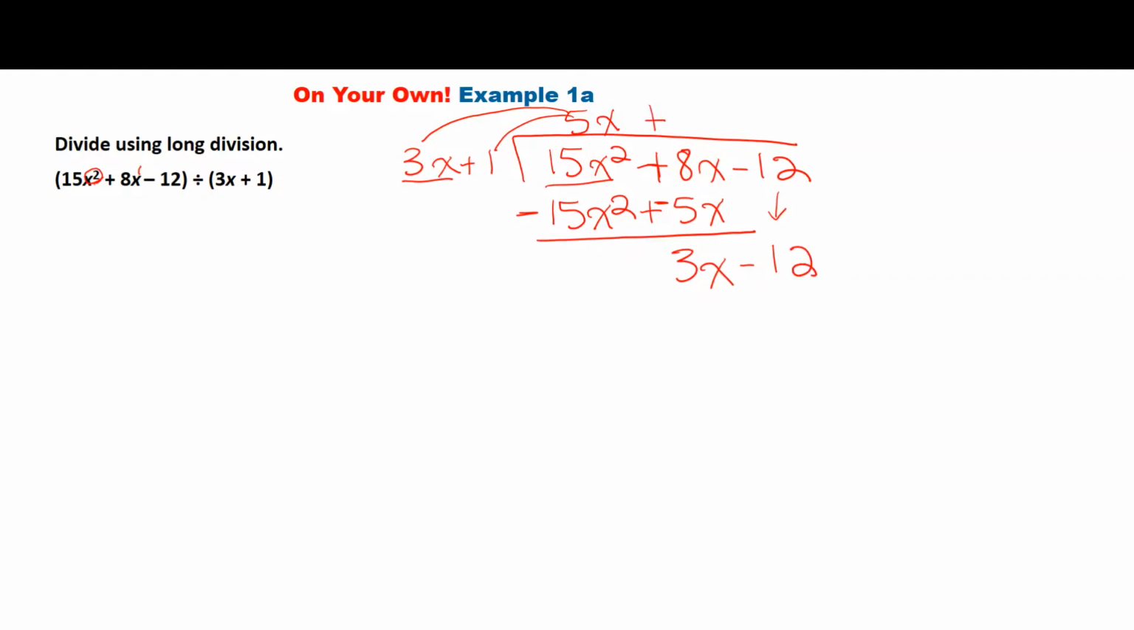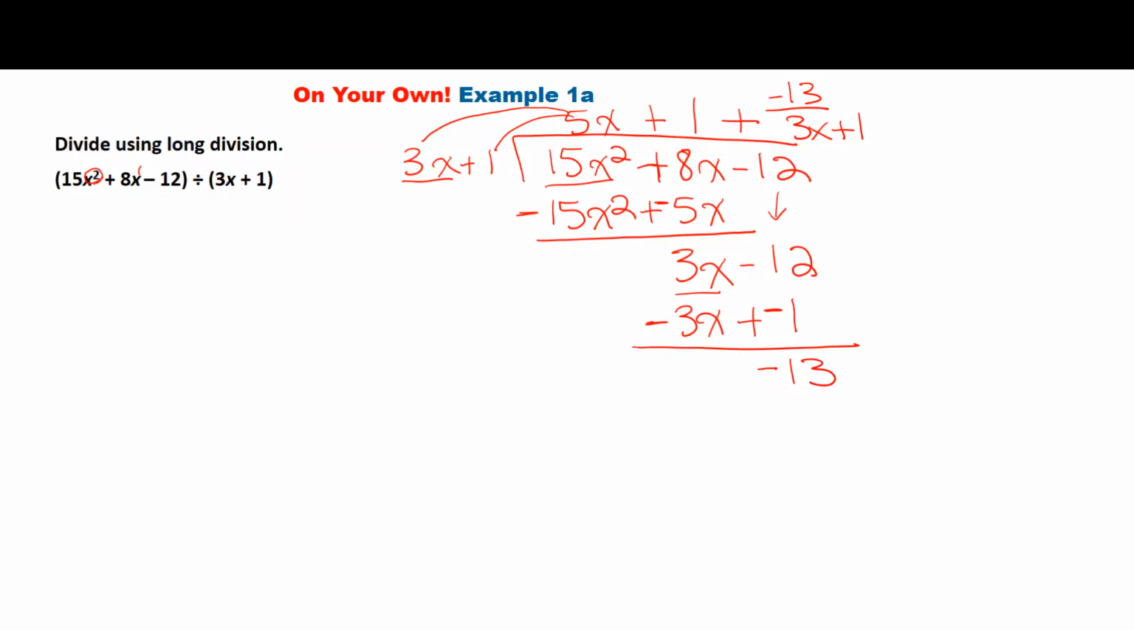And so now I have to look at 3x and 3x. What number can I multiply 3x by to get 3x? Well, that's easy, just 1. So 1 times 3x is 3x. And 1 times 1 is 1. Again, we're going to subtract, but remember we have to subtract both terms. So we end up with just a negative 13. 3x minus 3x is 0, and that just leaves us with negative 13. So our final answer is going to be 5x plus 1 plus negative 13 over 3x plus 1.